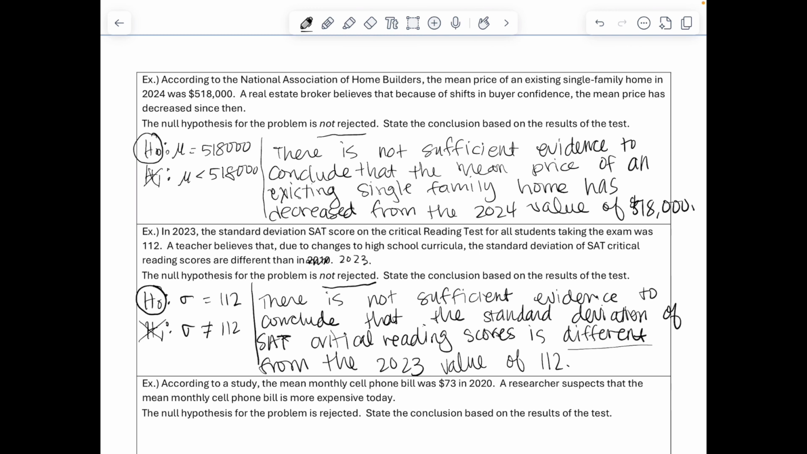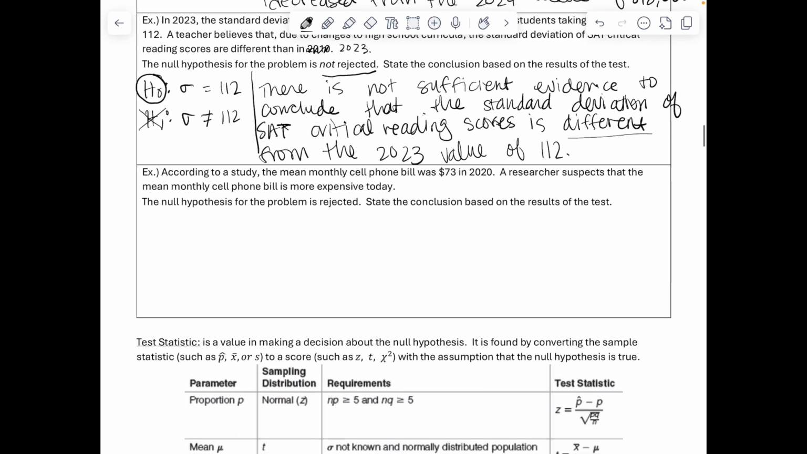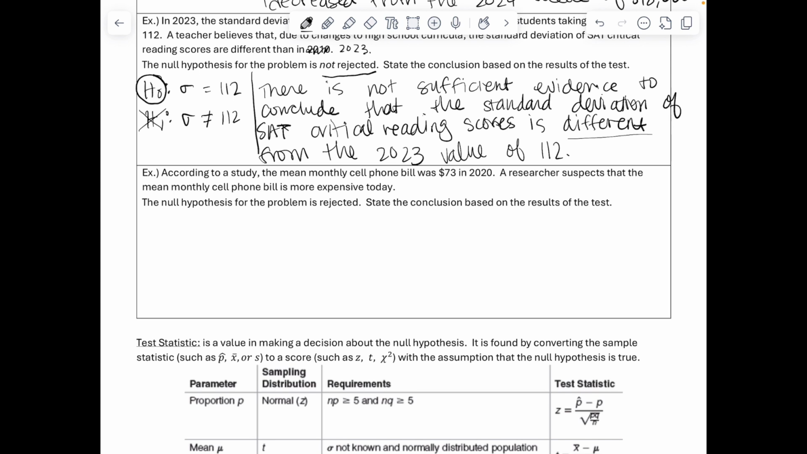The other thing I want to note is that when we do not reject, we do not have sufficient evidence. Make sure that you get used to using these specific words. This is the way that our book does this and that our homework will also display. So the next example is, according to a study, the mean monthly cell phone bill was $73 in 2020. A researcher suspects that the mean monthly cell phone bill is more expensive today.